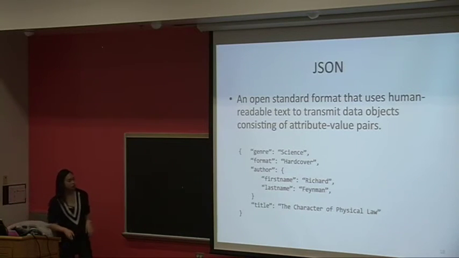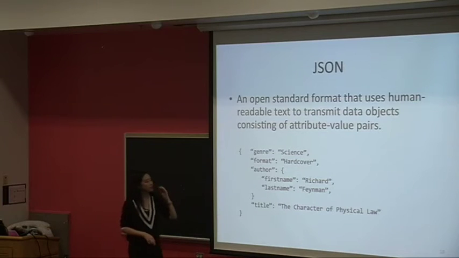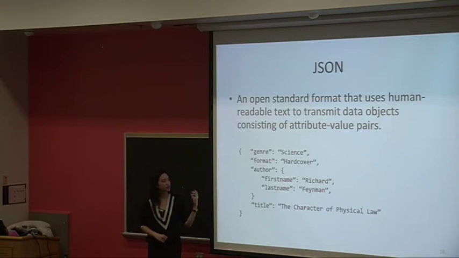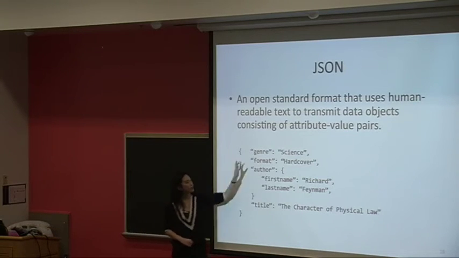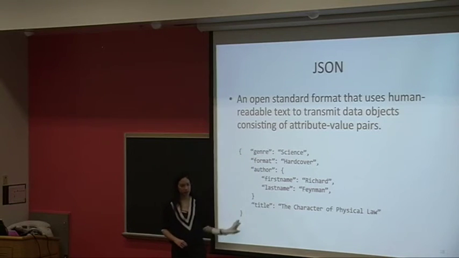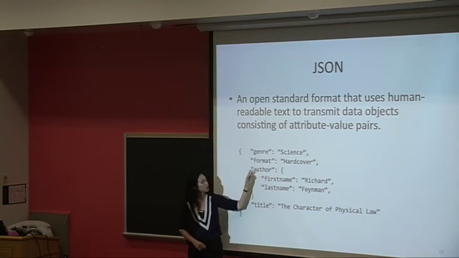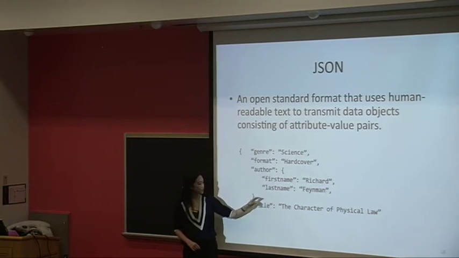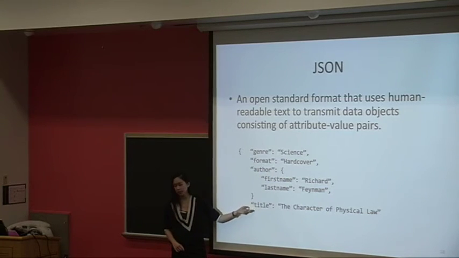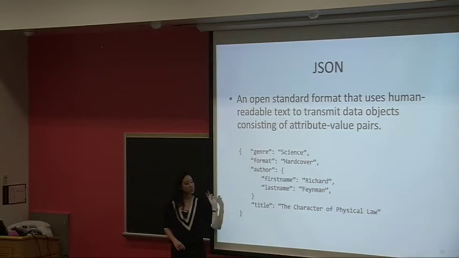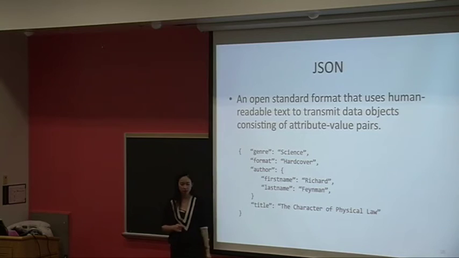So here's the JSON format, okay? Instead of having tags, here we're just using key value pairs. So we say the whole thing is a book, with the curly braces. We say the genre is science, the format is hardcover, and the author first name is this, last name is this, and the title of the book is this, okay? So instead of having different kinds of tags to enclose it, we just directly use key value pairs.